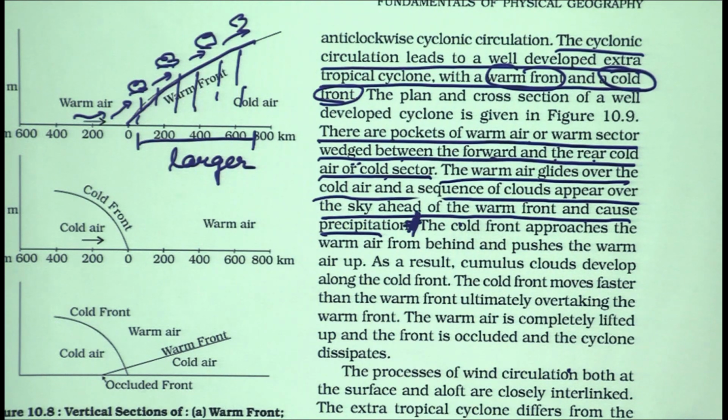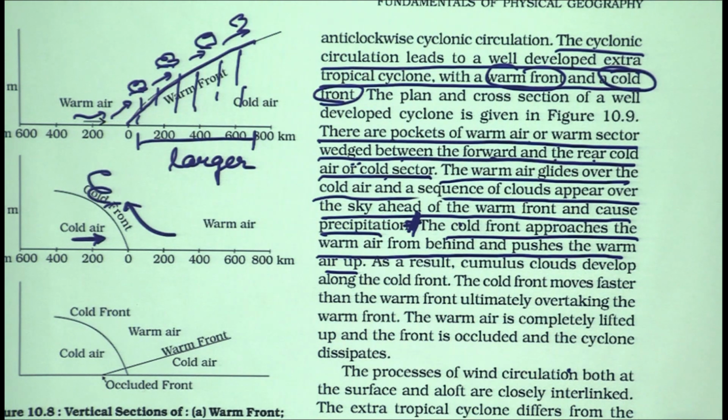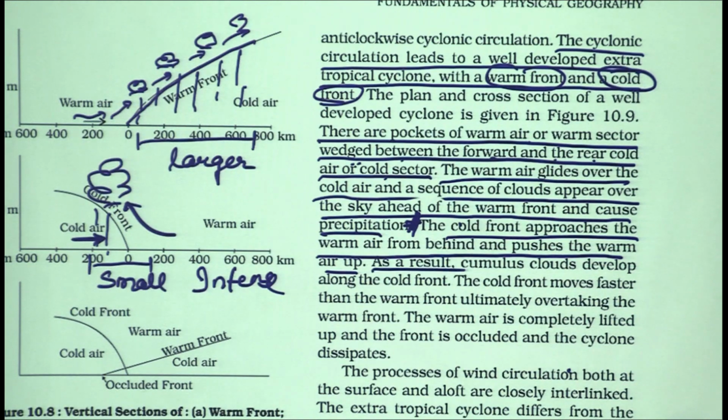Compared to it, the cold front approaches the warm air from behind and pushes the warm air up, because it is coming from behind and it is pushing the warm air up. So which type of cloud will develop? Thundering clouds. And what will be the precipitation zone? Comparatively smaller with intense weather. As a result, cumulus cloud develops along the cold front.